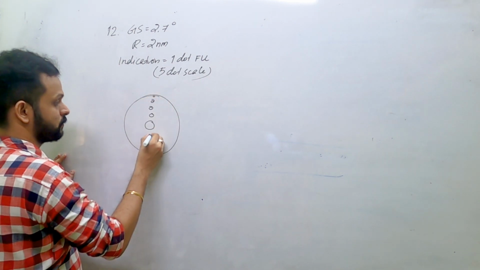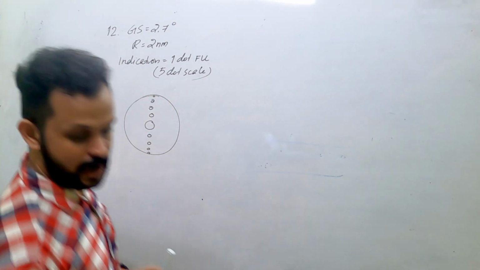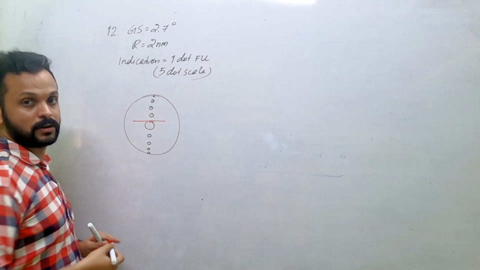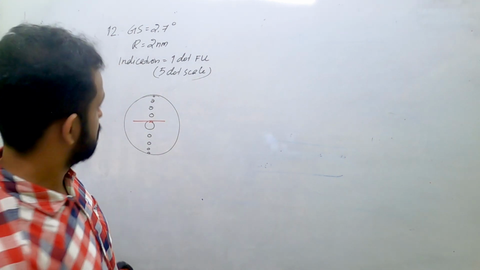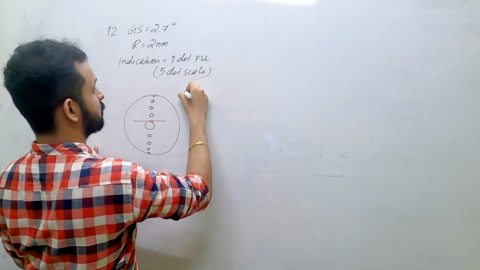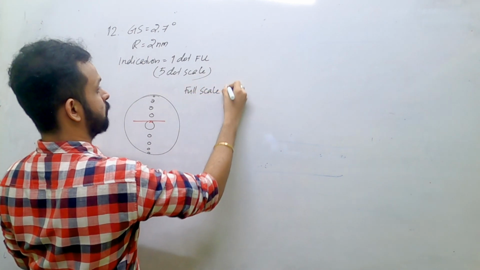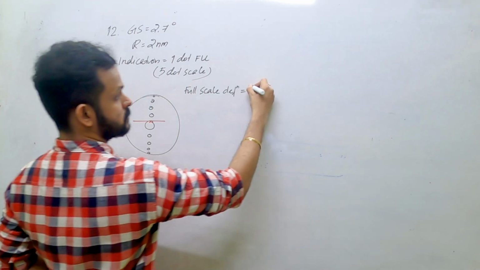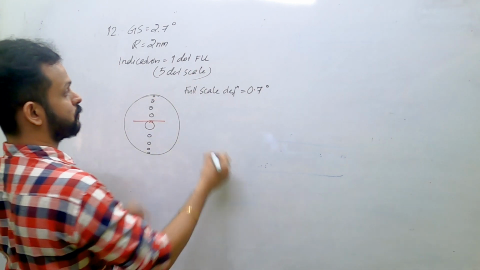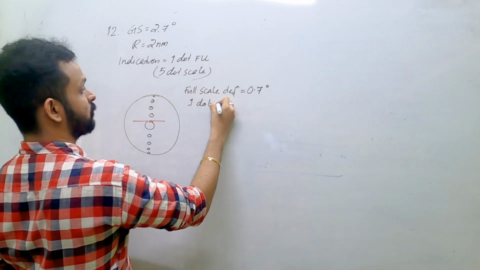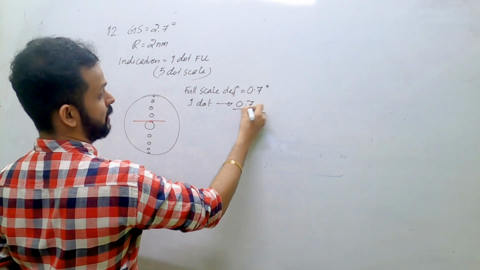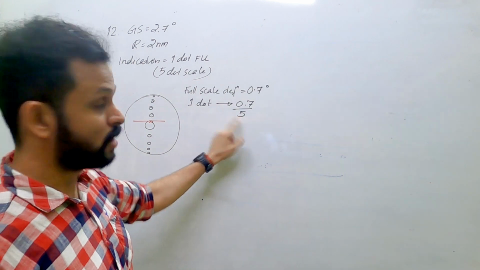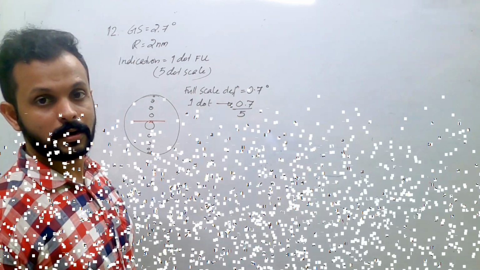This is a 5 dot system, and the indication is 1 dot fly up. This is the first dot here. So what is the full scale deflection on an ILS glide slope? It's 0.7 degrees. 1 dot fly up, therefore, 1 dot deflection corresponds to 0.7 divided by 5, and that 5 is because it is a 5 dot system. If it is a 4 dot system, we have to divide by 4. This is the 1 dot value.